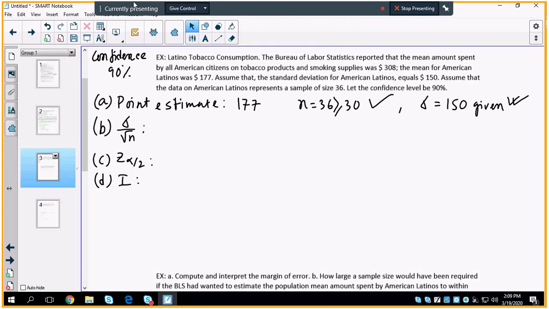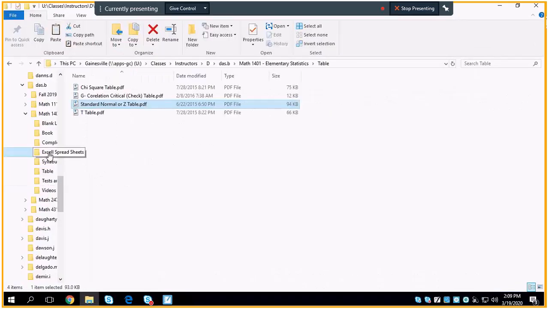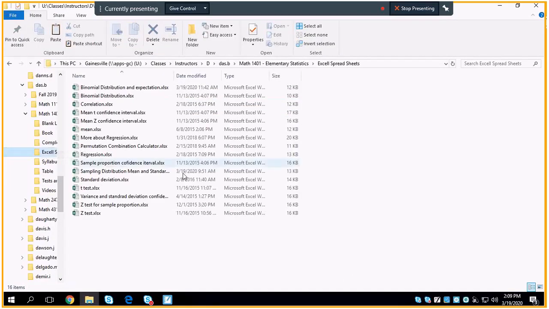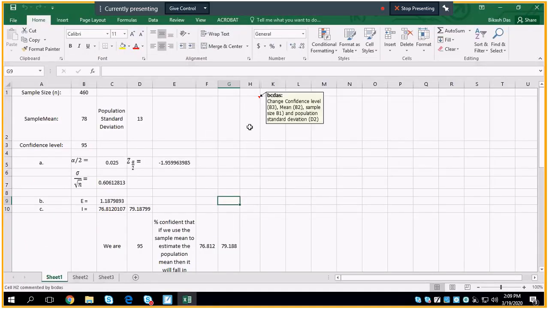So again, we will go to our class folder and we will pick Excel spreadsheet. I am doing Z confidence interval, so look for that and see how it says mean Z confidence interval. So click on that. It tells you what are the blocks that you're going to fill in. So if you go there, it says change the confidence level. The confidence level is in B3, that's 90%.